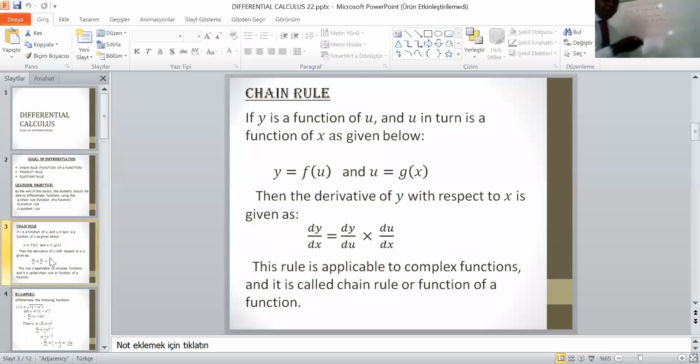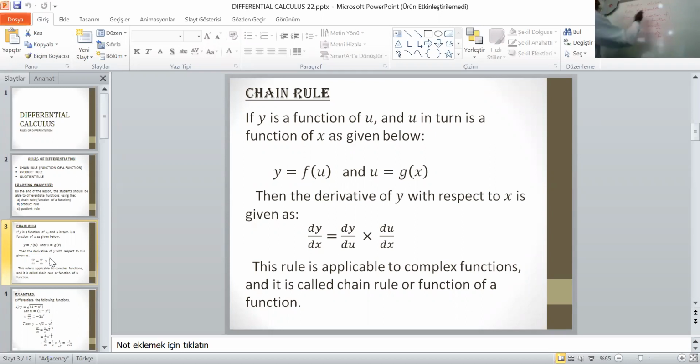If y is a function of u, and u now is a function of x, it means y is not directly a function of x. Y is a function of u, and u is in turn a function of x. It means y can only be differentiated with respect to u because y is a function of u. You cannot differentiate y with respect to x directly. You have to go from y to u first, and then you can get dy over du. Then u in turn is a function of x. That means you can differentiate u with respect to x, and here you can get du over dx.